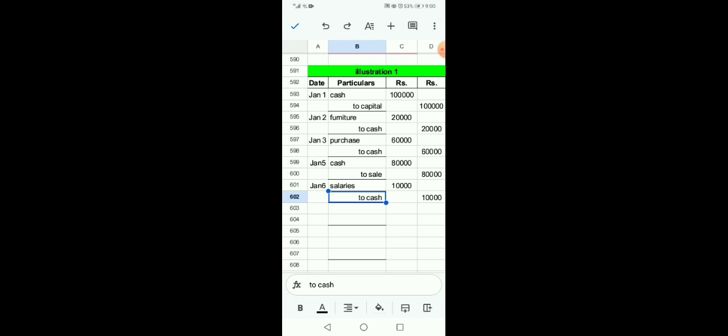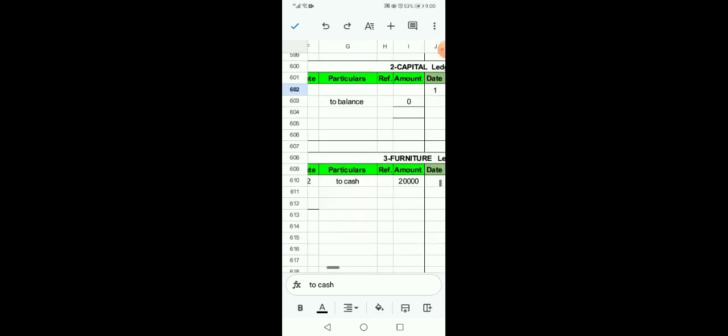There was only one entry which included furniture, and that entry has been posted into the ledger. No other entry has furniture. It means we have completed 20,000. We have completed posting the furniture account. It's time to balance. Hopefully you remember step number 1 is to calculate the total of the debit side, which is 20,000. This work you are doing on a rough page. Total of the credit side, there is nothing written on the credit side. The total of the credit side is 0. Total of the debit side is 20,000.